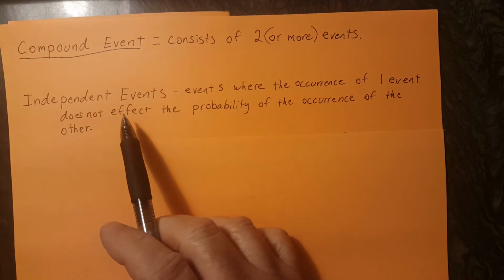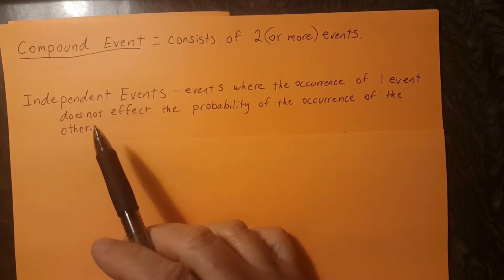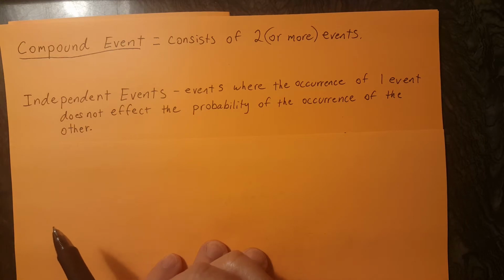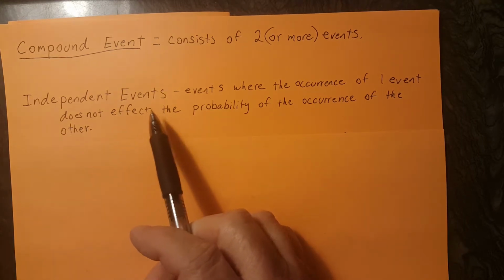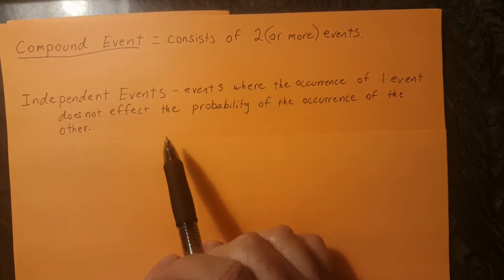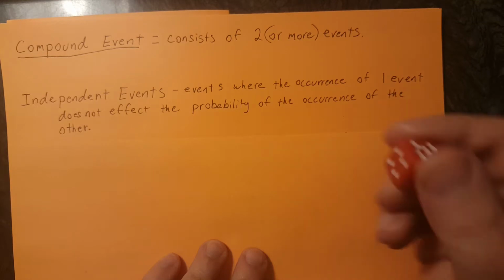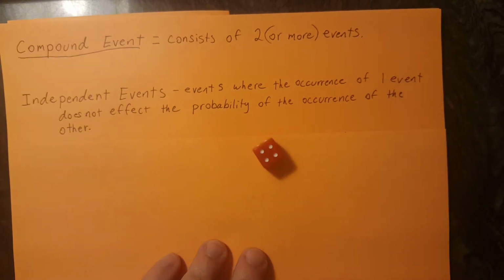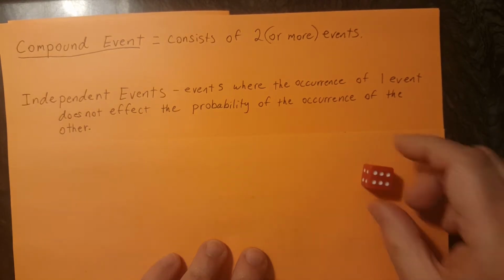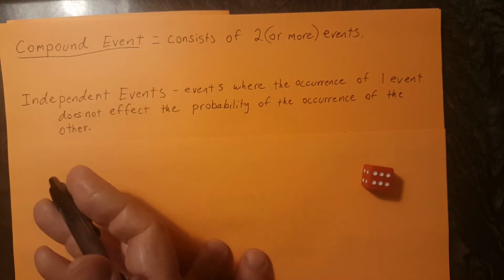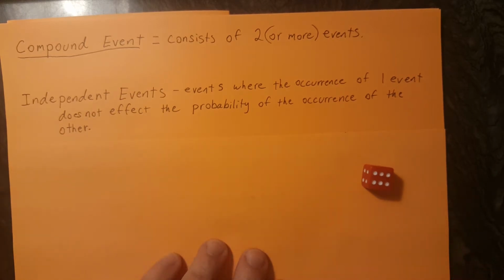Today the most important thing we're learning about is the difference between independent events and dependent events. Now we learned yesterday that independent events are events where the occurrence of one event does not affect the probability of the occurrence of the other. For example, if my first event is to roll a die, and my second event is to roll a die again, those are independent events. What happened the first time did not affect what happened the second time. The first time I rolled a 4, the second time I still could have rolled a 1, 2, 3, 4, 5, or 6. It made no difference. That's an example of an independent event.